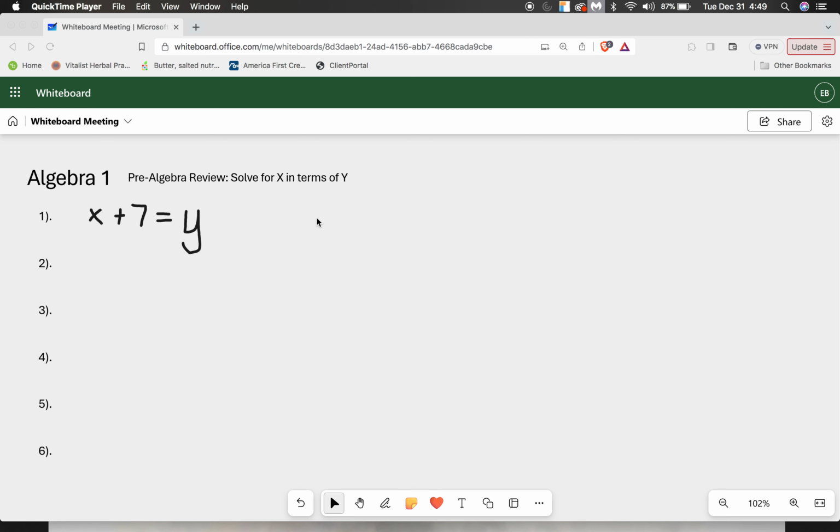The only difference is that we don't know two parts of this equation. We don't know what the total is and we don't know what x is. And so that's why we have this second variable, y. And you could be like, okay, what's the point of solving for x in terms of y? And that's a very valid question.